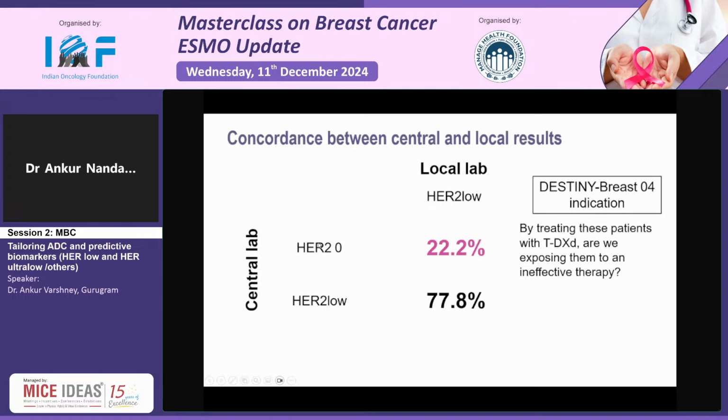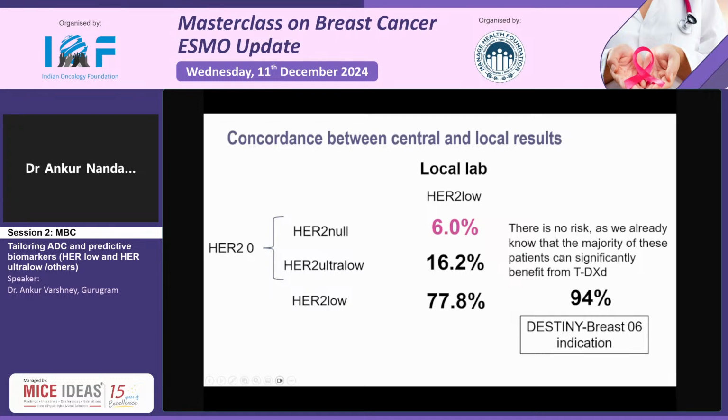From the patients who were HER2 0 by the central lab, approximately 22% were classified by the local lab as HER2 low. So these patients definitely didn't have any advantage, and we cannot give the benefit of T-DXd to these patients. If we look at HER2 low by the central lab, then these were again patients who had HER2 0 from the central lab. HER2 low was detected from 6% in the local lab. HER2 ultra low was detected as HER2 low.